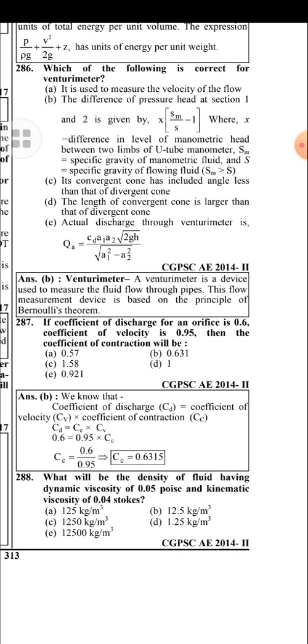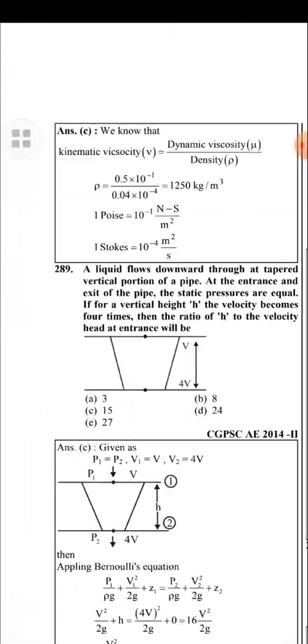What will be the density of a fluid having dynamic viscosity 0.05 poise and kinematic viscosity 0.04 stokes? As we know, kinematic viscosity is equal to dynamic viscosity by density, that is, v is equal to mu by rho. So we have to find rho, so rho is equal to 0.5 into 10^-1 by 0.04 into 10^-4. 1 poise is equal to 10^-1 Newton second per meter square. 1 stokes is equal to 10^-4 meter square per second. The correct answer is 1250 kg per meter cube.